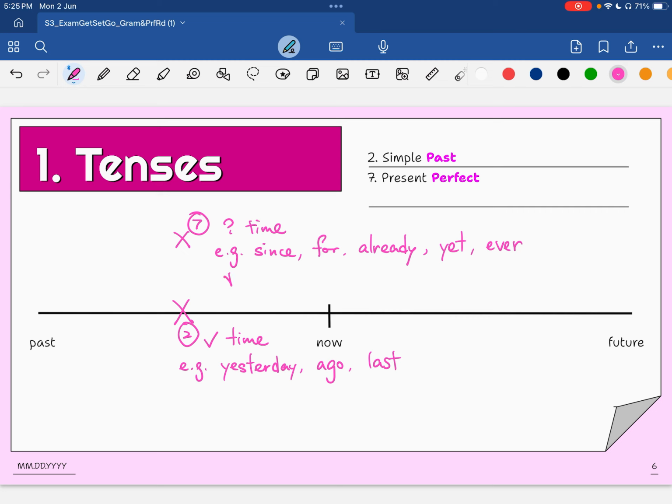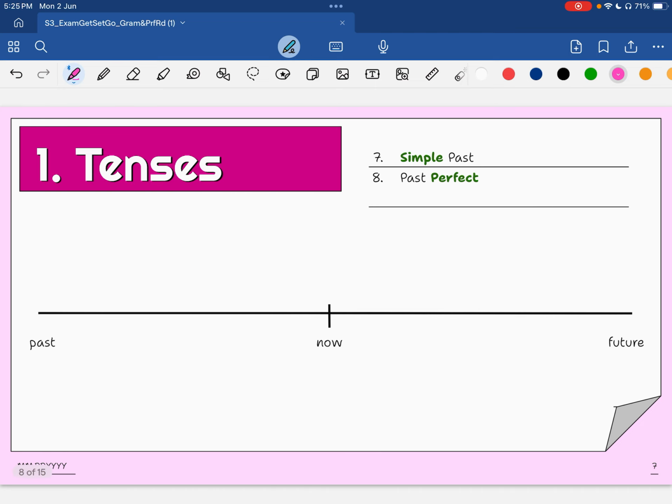So how about the appearance, the format of it? This one would be have or has with PP. And the bottom one would be something like with ED or refer to the verb table.